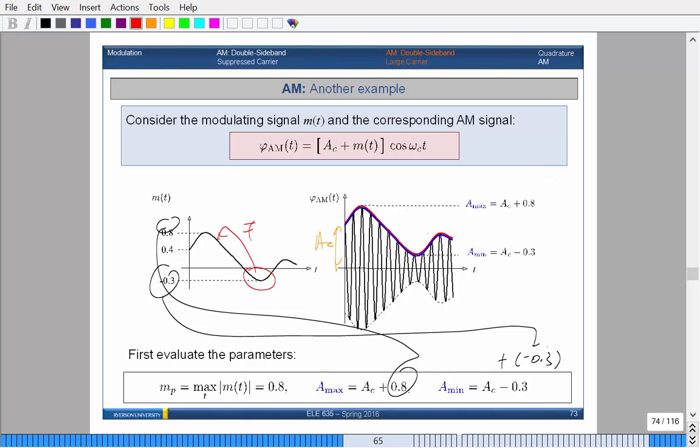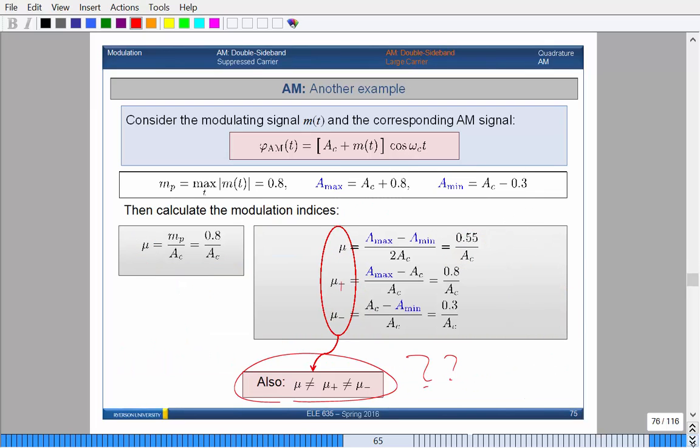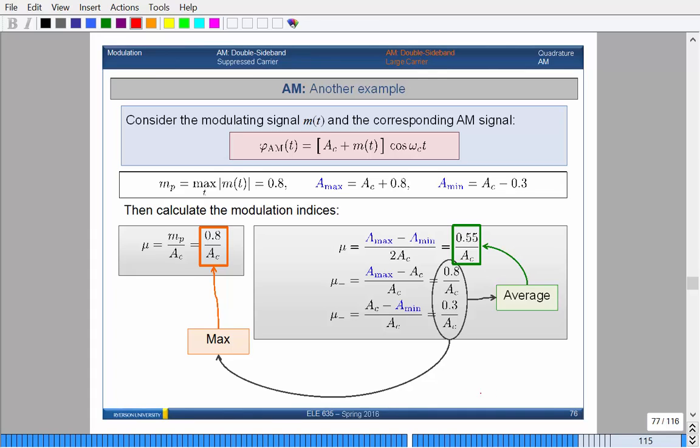It's not a mirror reflection of each other. So this is actually not symmetric. This happens when your message signal is not symmetric with respect to the horizontal axis, and that's why it's happening. Okay. Also, if you take a look here, when you're defining the modulation index, this is using the largest amplitude, so the largest amplitude, I guess absolute value.